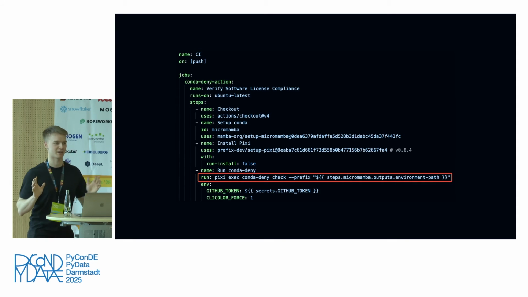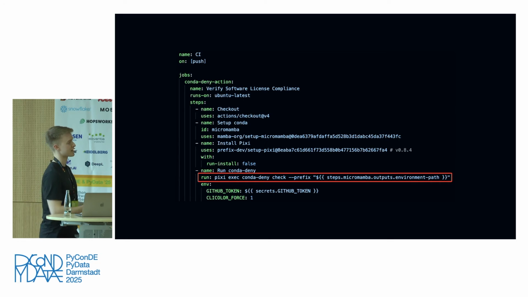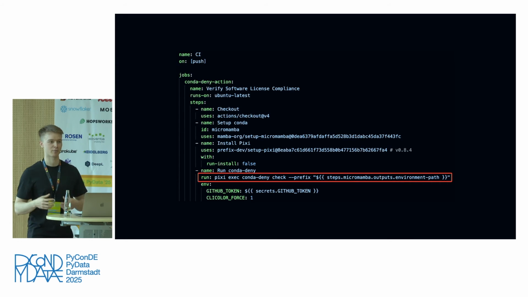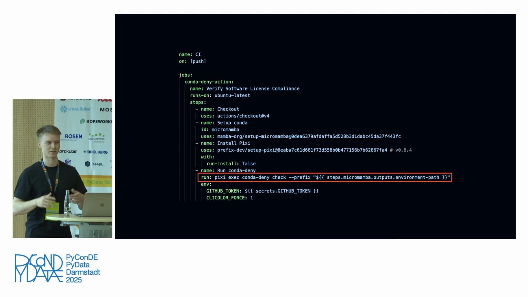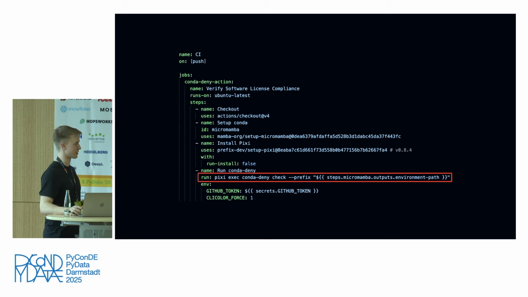Don't be intimidated by it. You could also set it up some other way. And this would then check your micromumba environment, in case you're using not PyXE but micromumba, but still using PyXE in the CI. Don't be confused by it. You're just running conda-deny with some packaging setup.